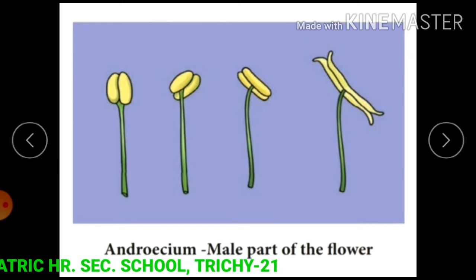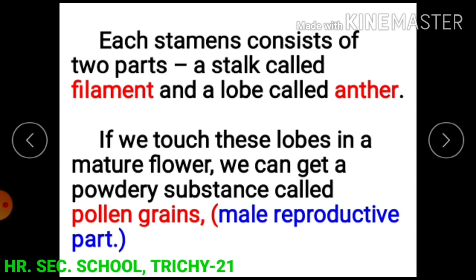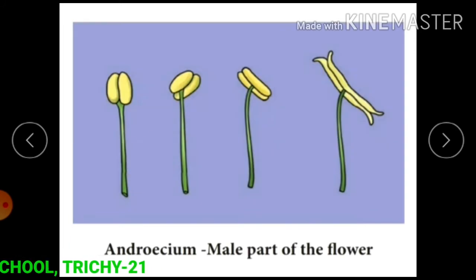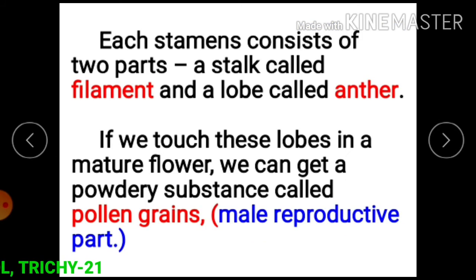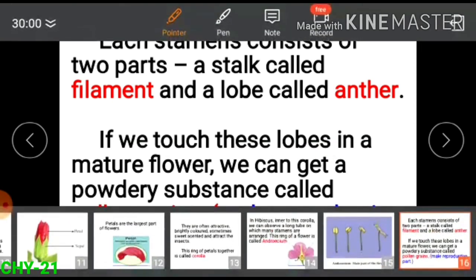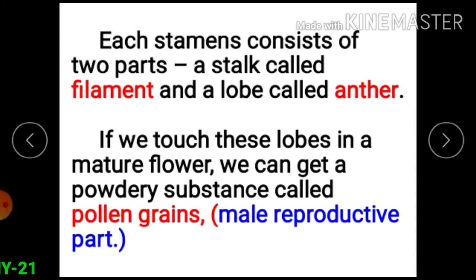This is androecium, a male part of flowers. Each stamen consists of two parts: a stalk called filament and a lobe called anther. This is filament. This lobe is known as anther. If we touch these lobes in a mature flower, we can get a powdery substance called pollen grains, the male reproductive part.